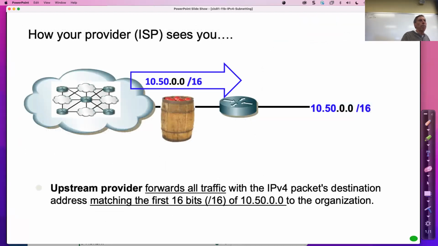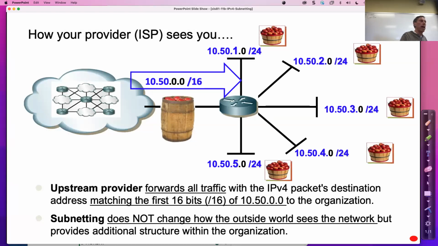And once again, how your ISP sees you doesn't change, no matter if you subnet or not. So here we have a 10.50.0.0/16 network. If you subnet it, the ISP doesn't care. They're still sending you everything with 10.50.0.0.